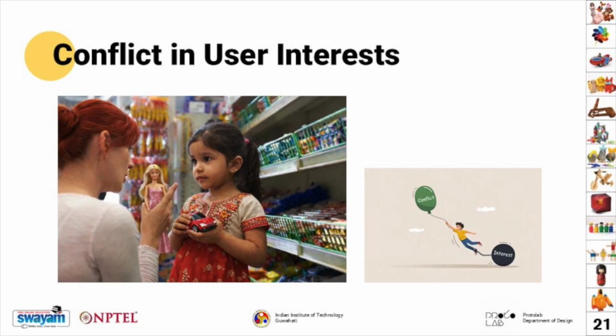Now let us understand an interesting aspect: conflicts between users. Conflicts between users are not exceptions in toy design. They are the norm. Different users want different things from the same object. A child may want to play with slime, sand, or paint. The parent may worry about mess, cleaning, and supervision. The joy of play clashes with the inconvenience of maintenance.